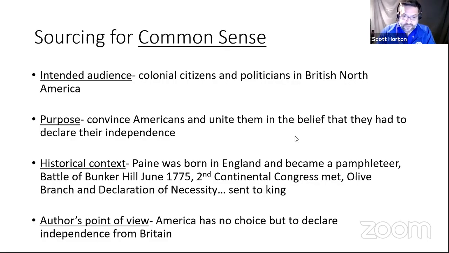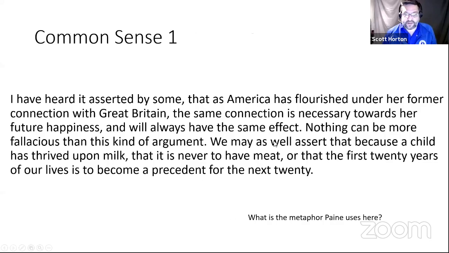Paine is born in England. These are some of the background pieces of this, the historical situation, we would call it. And his point of view is that America has no choice but to declare independence from Britain. And he wants to convince all of us of that. In fact, he believes it's just common sense that we all should understand exactly what it is.